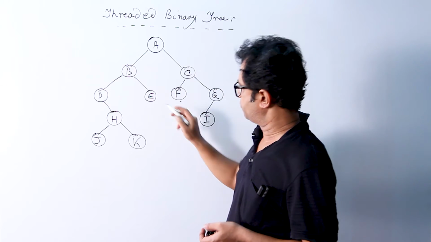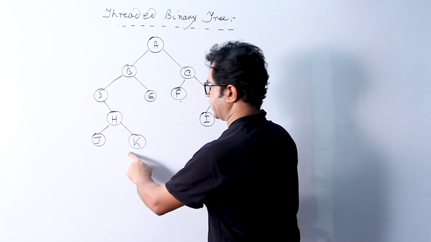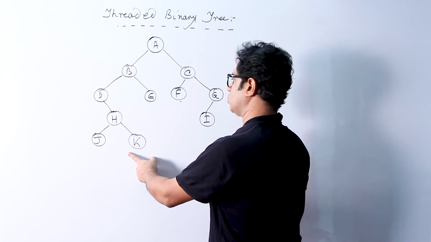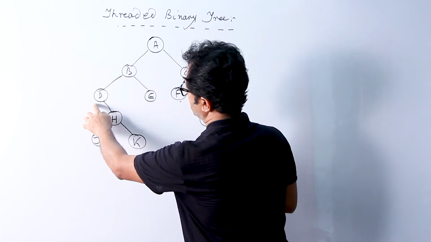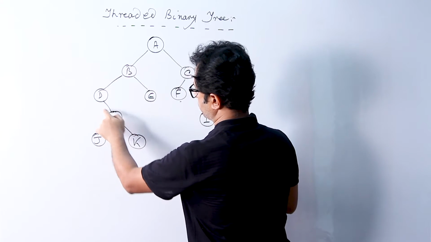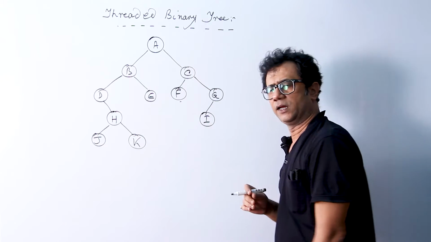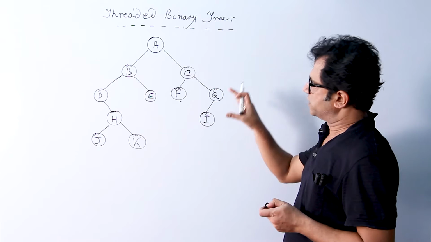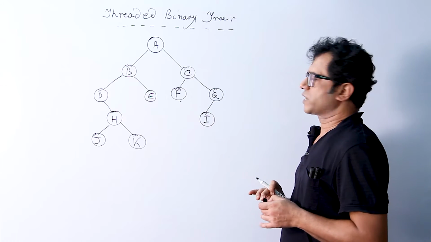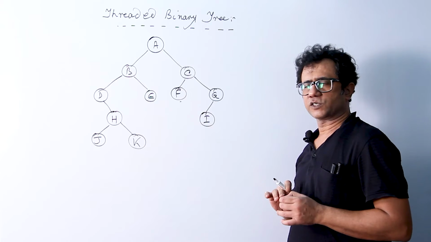E is also a leaf node having no children. J and K are leaf nodes, they have no children. I has no children, and D has only one child, the right child H, and there is no left child of D. So there are many nodes in this binary tree which point towards null pointers.